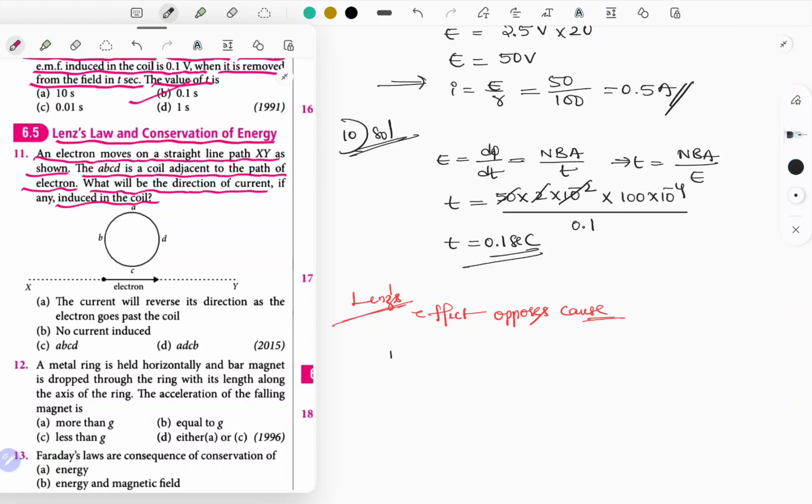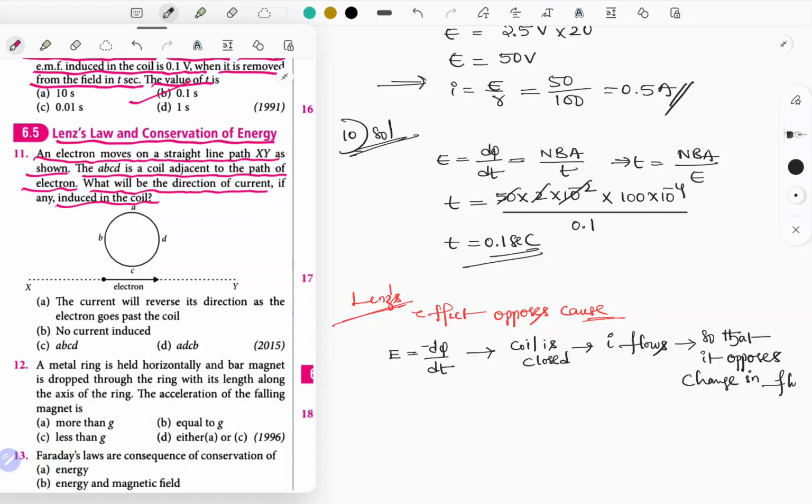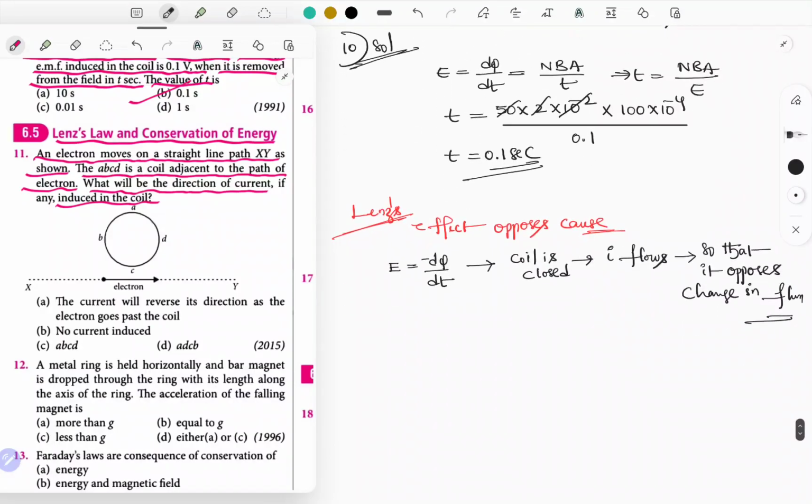So generally the formula for induced EMF, E is equal to minus dφ/dt, right? When there is a flux change, then EMF is induced. If the coil is closed, then what happens? Current flows. In which direction will it flow? In the direction so that it opposes changes in flux. This is the process that we have to follow.